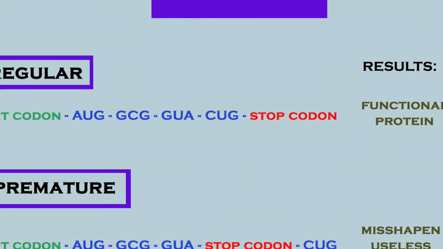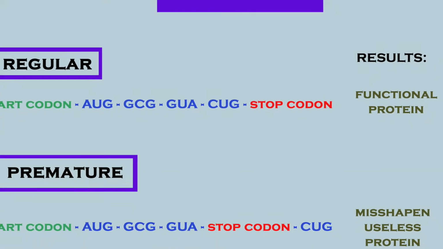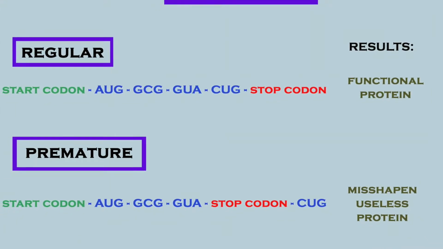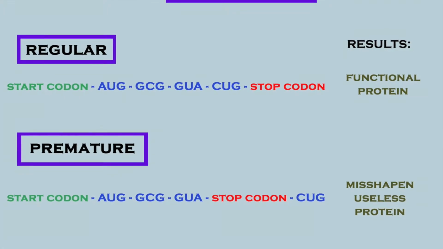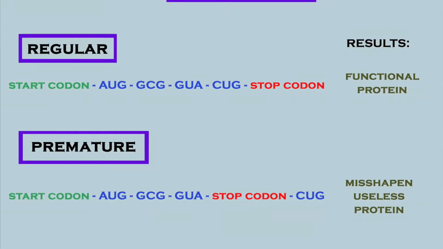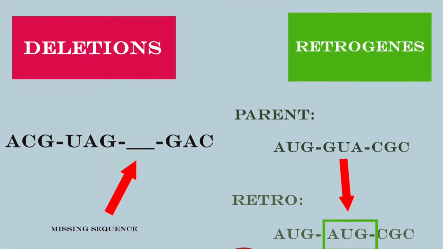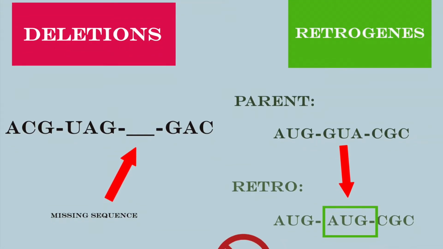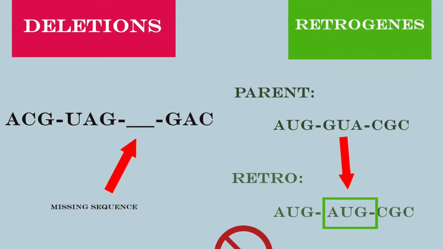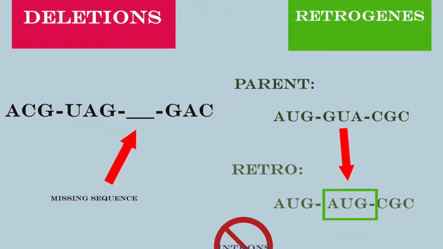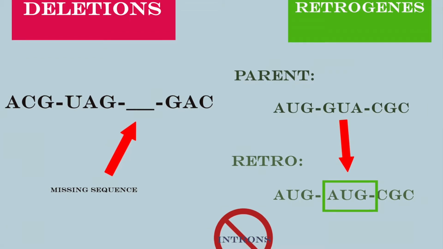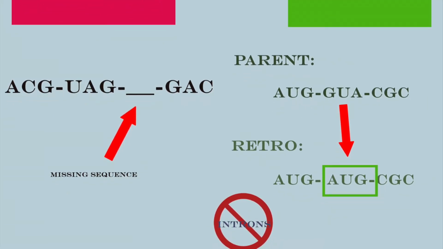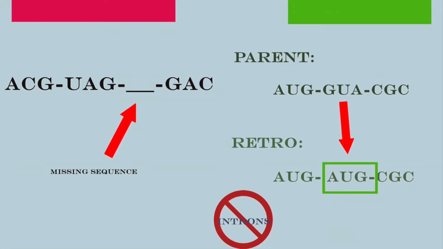The effect of a premature stop codon is similar to that of a timer for something you are baking going off way too early. The result is a misshapen and inedible dessert, or in this case, a misshapen and useless protein. Deletions occur when certain parts of chromosomes are lost during DNA replication, resulting in important cellular information being lost. Retrogenes are sections of DNA that are coded in the reverse of their parent gene. As a result, they are usually not exons, or functional segments that can code proteins.